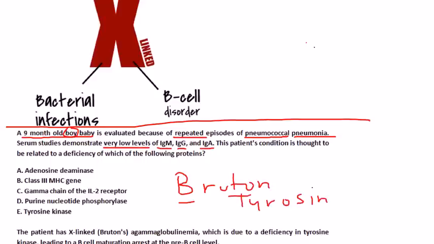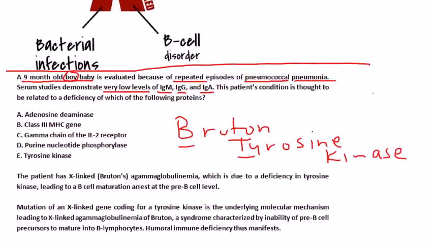tyrosine kinase. So the patient has X-linked Bruton's agammaglobulinemia, which is due to a deficiency in tyrosine kinase, leading to a B-cell maturation arrest. Mutation of an X-linked gene coding for tyrosine kinase is the underlying molecular mechanism leading to X-linked agammaglobulinemia of Bruton, a syndrome characterized by the inability of pre-B cell precursors to mature into B lymphocytes. Humoral immune deficiency thus manifests.